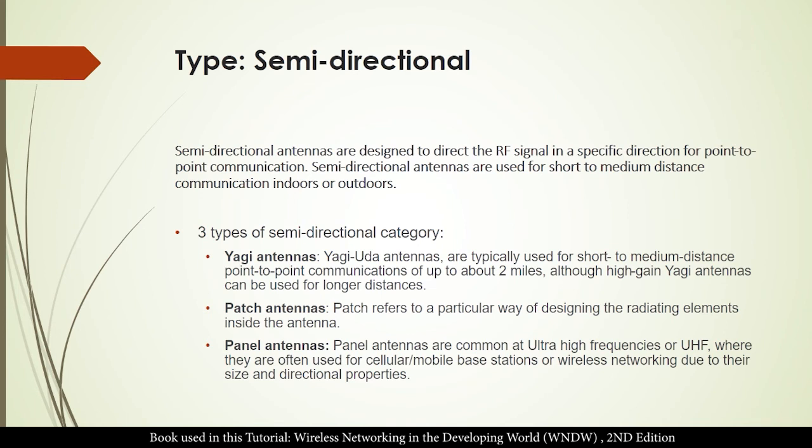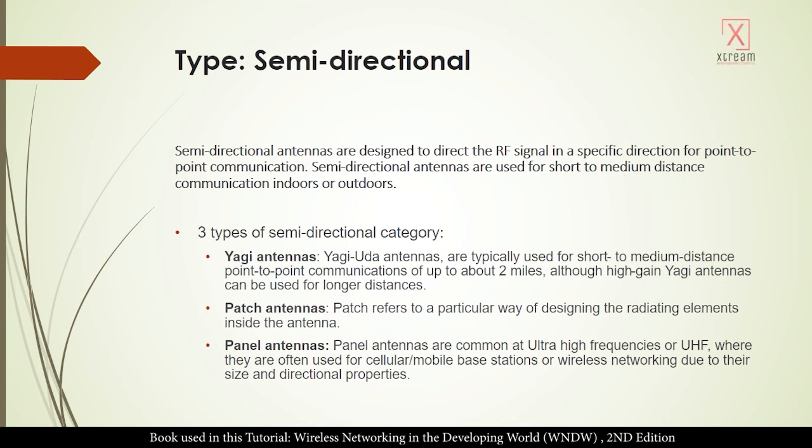There are three types of semi-directional antennas. We have Yagi antennas, patch antennas, and panel antennas. Yagi antennas, also called Yagi-Uda antennas, are typically used for short to medium distance point-to-point communications, and they will go up to 2 miles, although high-gain Yagi antennas can be used for longer distances.